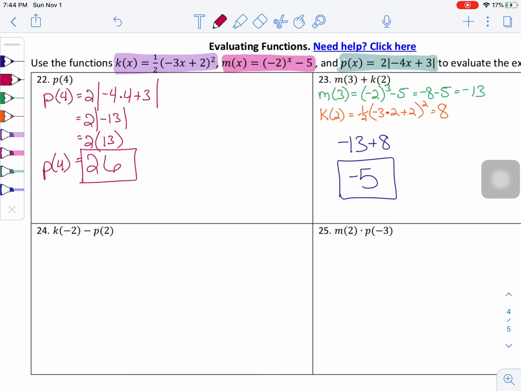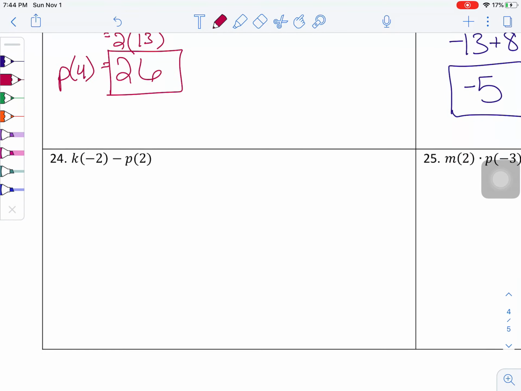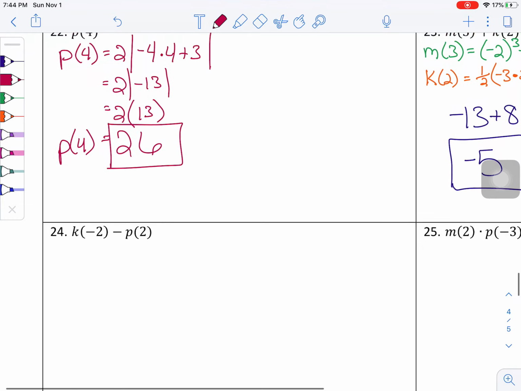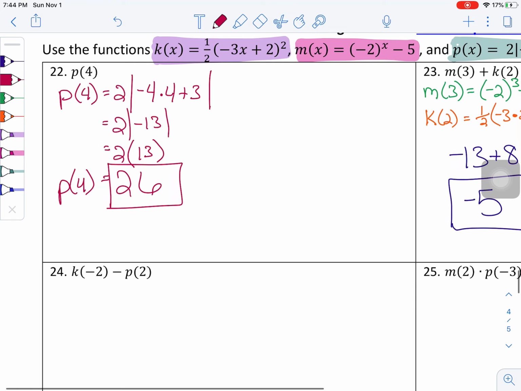I'm going to go ahead and slide on down to number 24 here. And again, I have the same thing. I've got two functions, so I'm going to separately figure out what those two functions are and then take the answers and subtract them. So let's see, k of -2. So let's figure this out. K of -2. So 1/2 -3 times 2 plus 2.